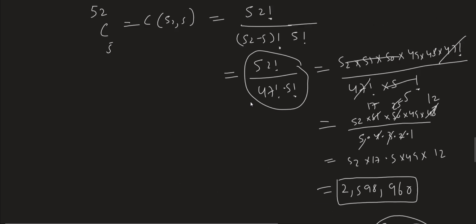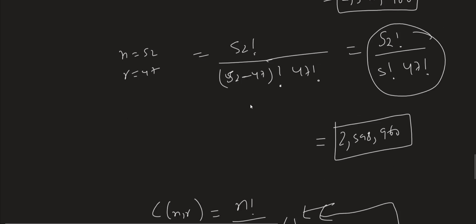So we discussed some problems related to combination. Now let's try to make a distinction between how the combination is different from the permutation. In fact, let's do it in the next video.